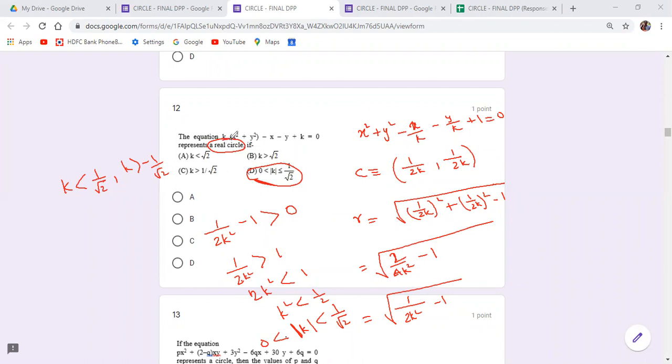So whenever you say real circle, g square plus f square minus c should be greater than 0. That's the meaning of real circle. If it was negative, then you call it an imaginary circle. And if it's equal to 0, then it's a point circle.